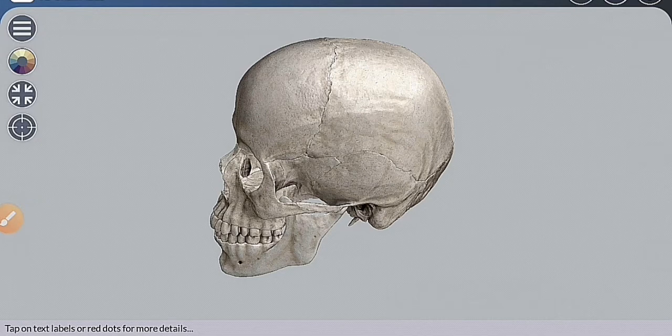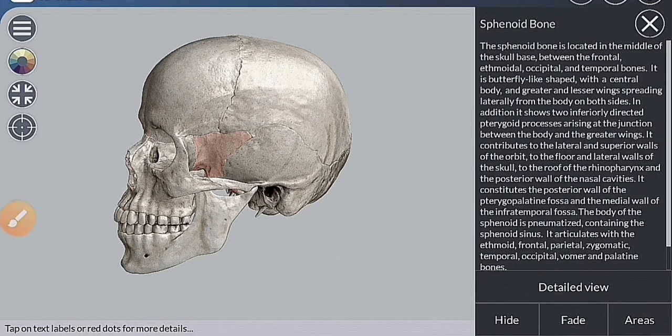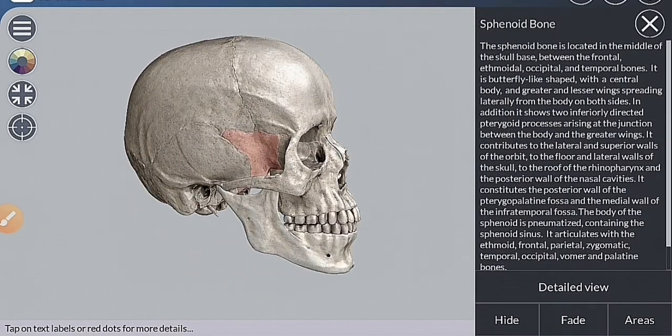Here's another bone called the sphenoid bone. This is the sphenoid bone present on both sides, and it resembles a bat with stretched wings. So it has two wings, lesser wings and greater wings of the sphenoid bone.